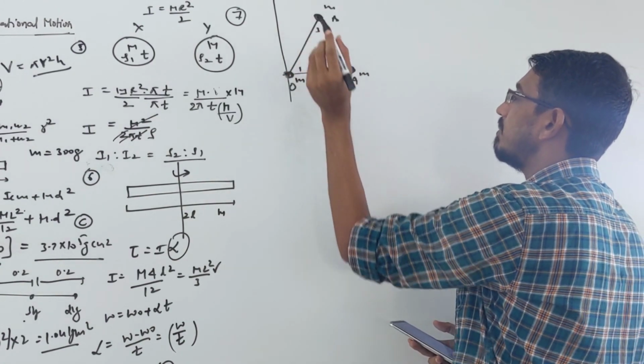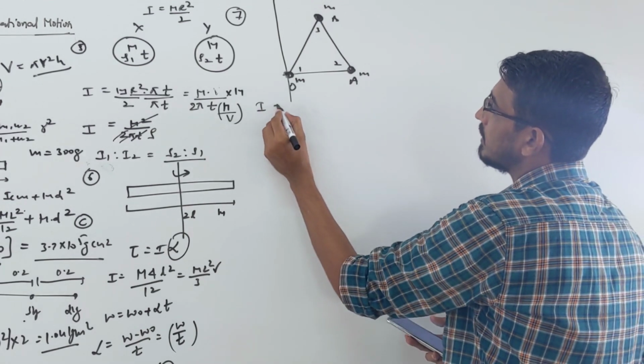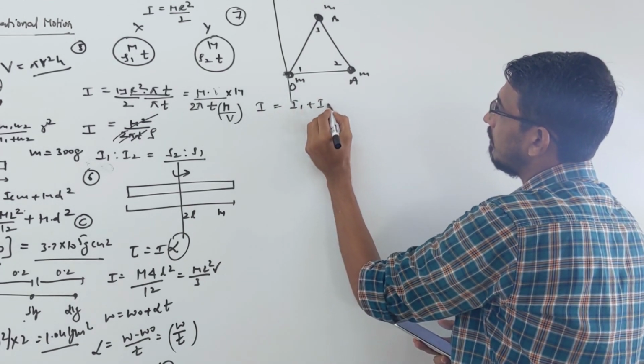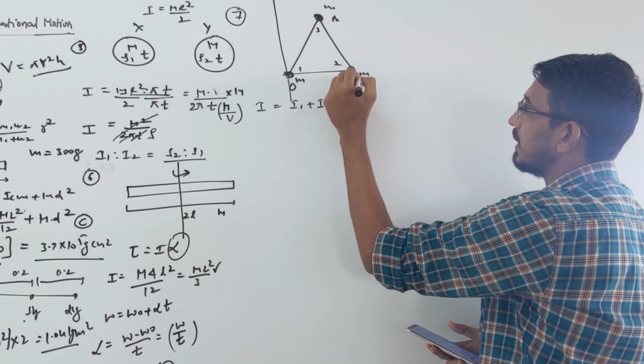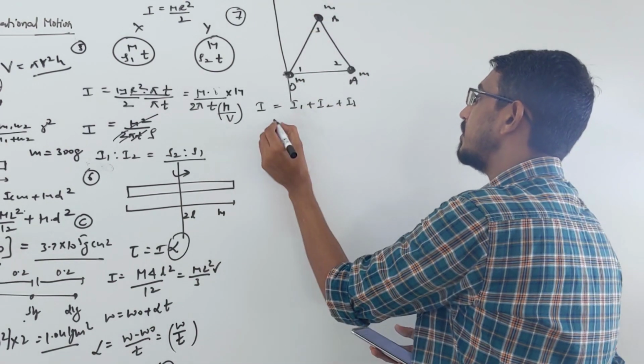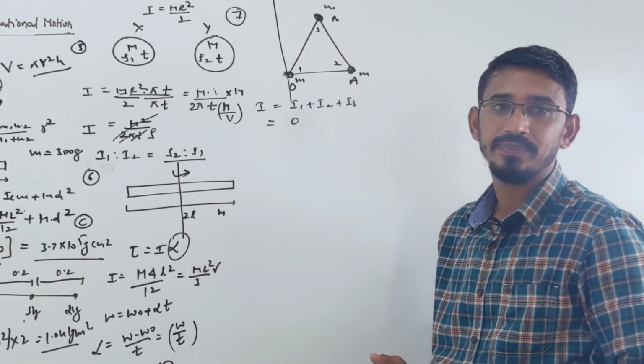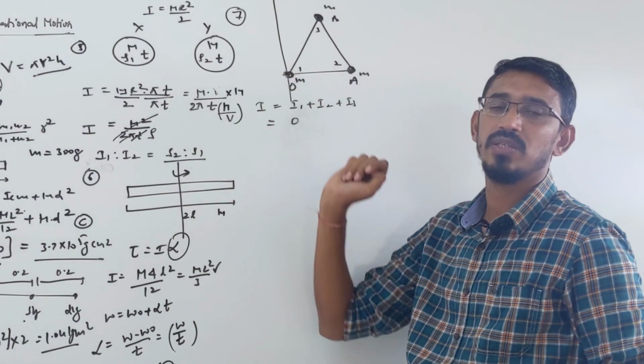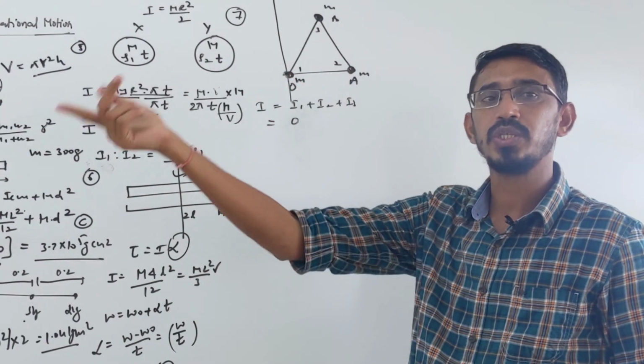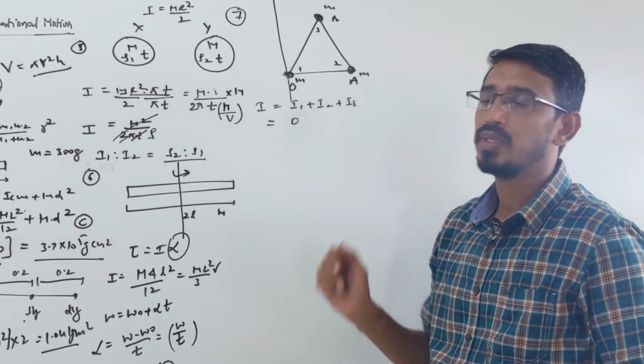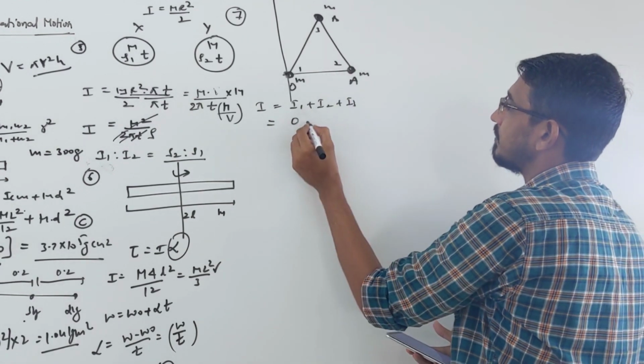1, 2, and these are 3 masses. So total inertia will be simply the addition of inertia due to the first mass, second mass, and third mass. What is inertia due to the first mass? Directly 0. Why? It's a point mass and placed on this axis of rotation itself, right? So m r square, r is what? 0.